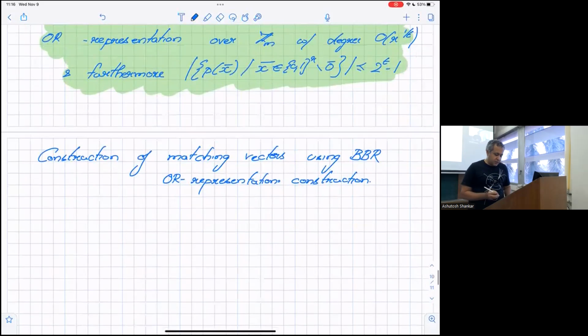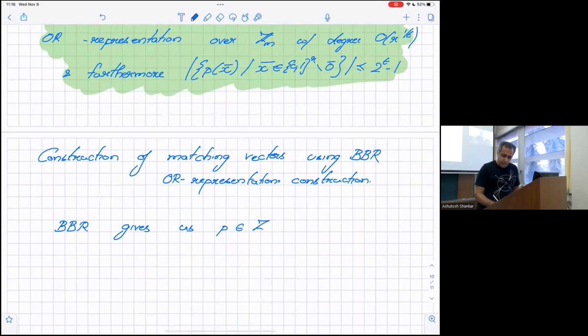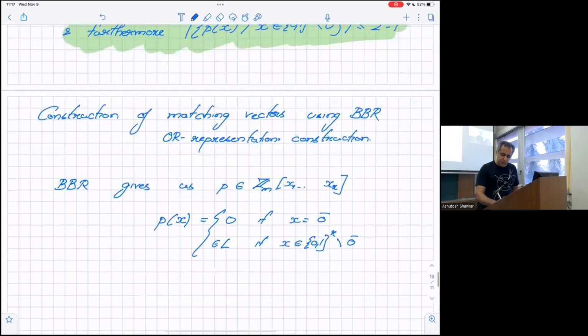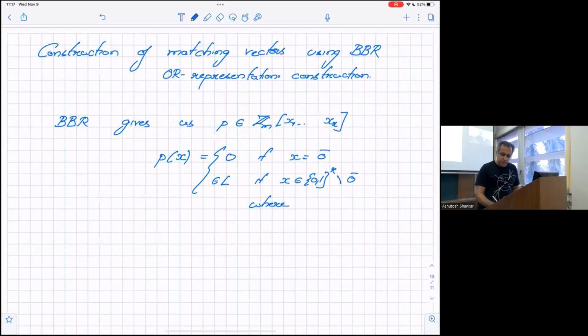So what does BBR tell you? BBR tells you there exists this polynomial P in Zm[x1 to xr], such that P of x is 0 if x is the all zeros vector, and it belongs to some set L if x belongs to {0,1}^r minus the all zeros vector, where 0 does not belong to L and the size of L is less than 2 to the power t minus 1. This is just rewriting BBR.